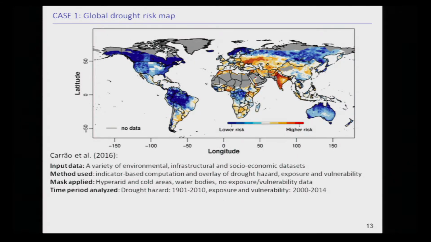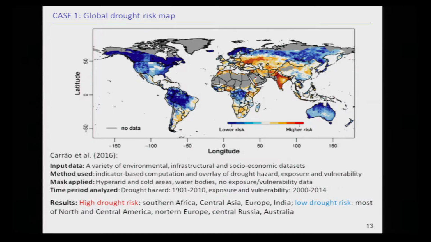My second example is again at the global scale, and the same authors have computed not only a meteorological drought hazard map, they also computed a global drought risk map. For this, they used a variety of environmental, infrastructural, as well as socioeconomic data sets. The method used was indicator-based computation and overlay of drought hazard, exposure and vulnerability. They also applied the same mask as in the previous example, and the time period analyzed was a little bit different. For drought hazard, they used the same period as in the previous example, but exposure and vulnerability were computed from 2000 till 2014.